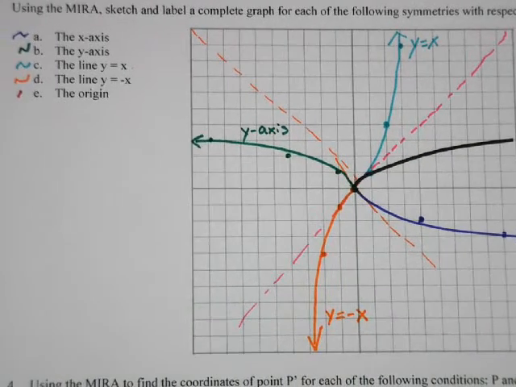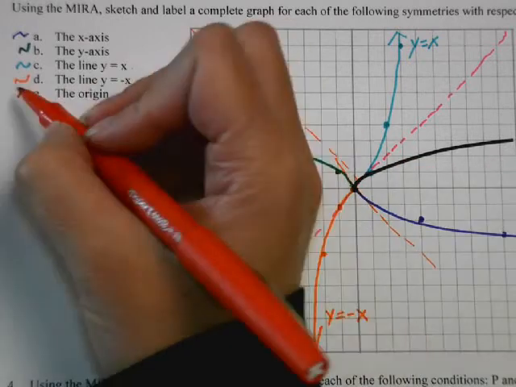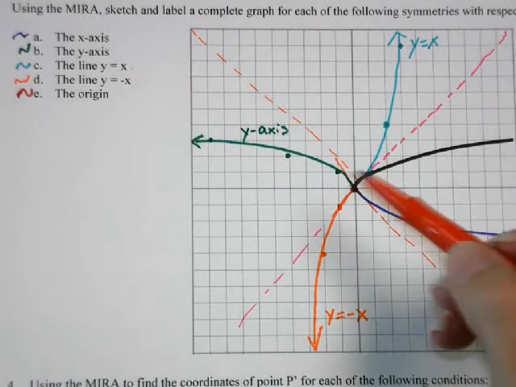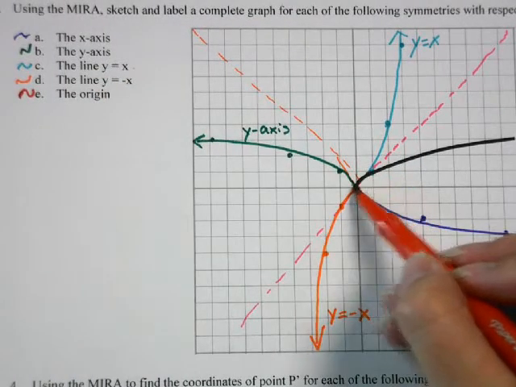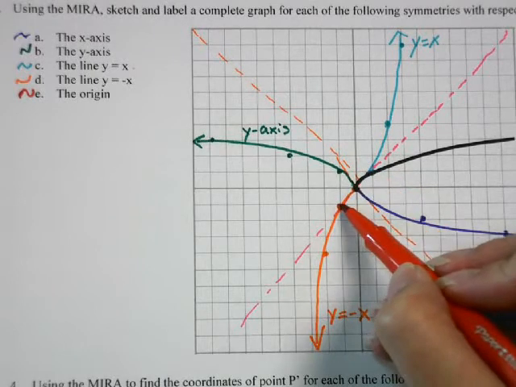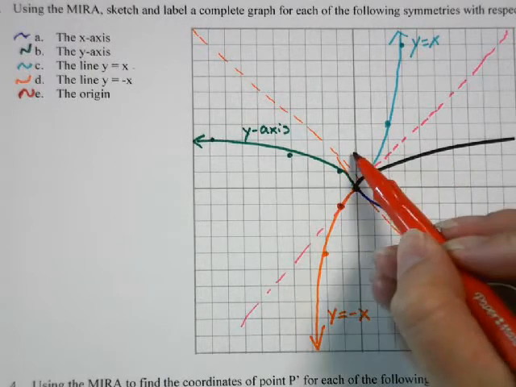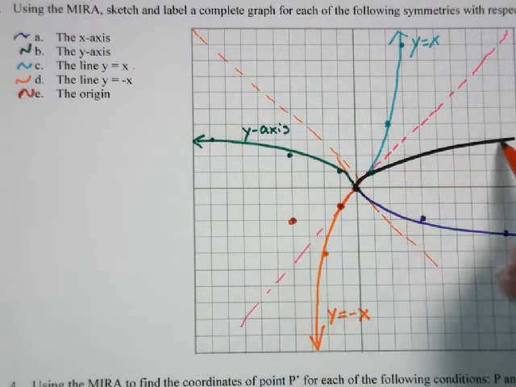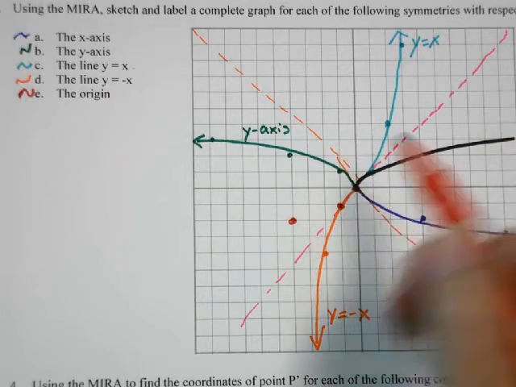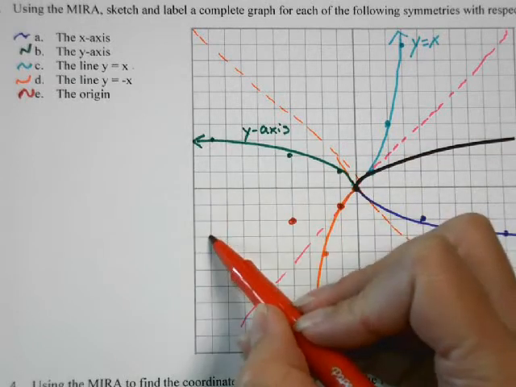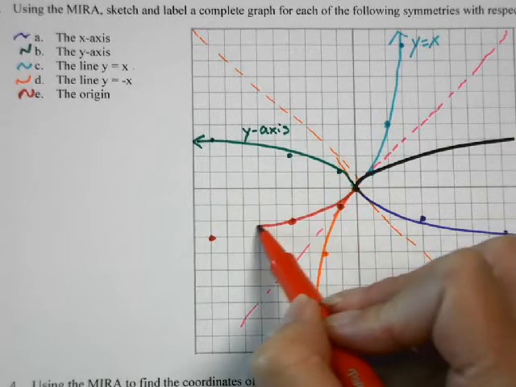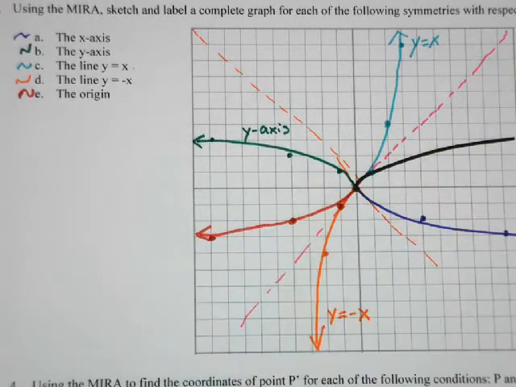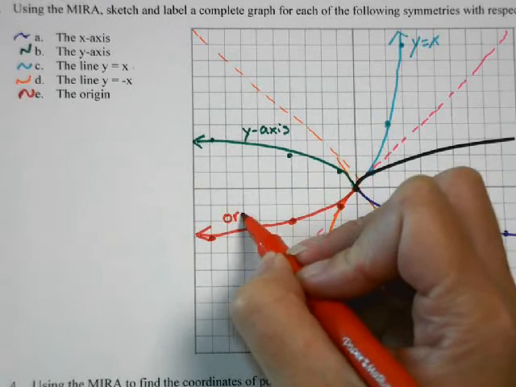Okay, and then lastly, we're going to do the origin. Okay, so the origin, we're going through a single point. So this point is going to be here. This point over 4 down 2 is going to be over 4 down 2. This point here, we're going over 9 down 3, so we're going over 9 and down 3. So the origin is actually the same as a 180-degree rotation.